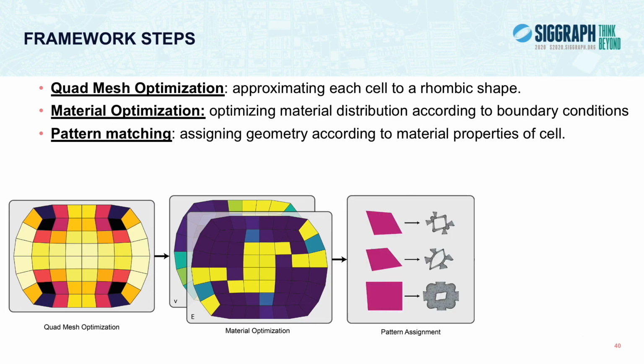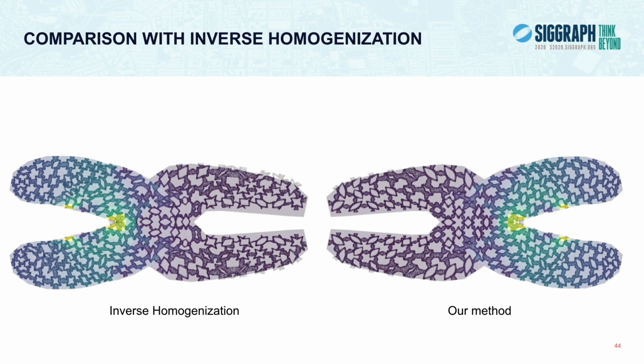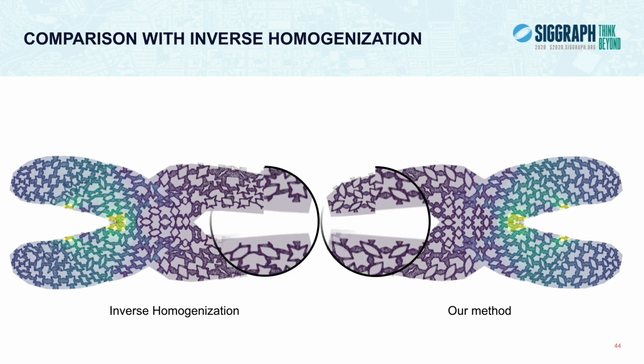Finally, we use our smooth mapping in a pattern matching procedure, assigning geometry according to the material properties of each cell, using our MapP. Then we can project each of the geometries to their original quad shapes to form the final geometry. Using this pipeline, we produce the pliers shown on the right. On the left, we have the result obtained using a similar pipeline with inverse homogenization. The gray background shows the expected behavior. First, notice how our geometry is visually smoother than the one produced with inverse homogenization. When zooming in, we can see more clearly that the error is lower when using our technique.